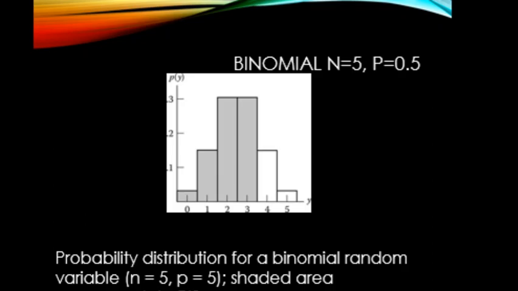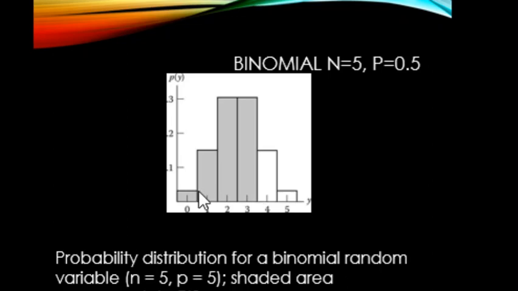Okay. So for a binomial distribution, which is a discrete distribution, when we look at the probability distribution, this is what we can say. The CDF at 2, the CDF at 3, F of 3 is this shaded area.